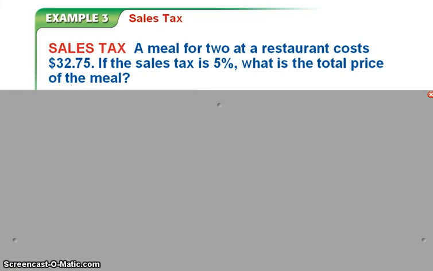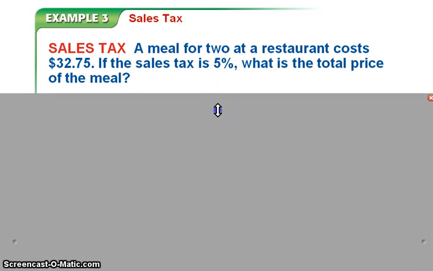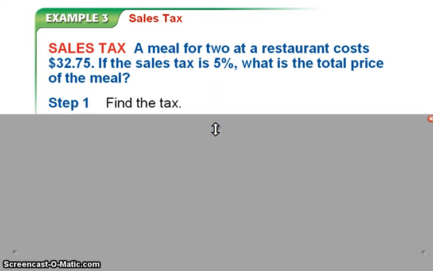Alright, let's talk about sales tax. A meal for two at a restaurant costs $32.75. If the sales tax is 5%, what is the total price of the meal? Okay, this happens all the time. You will use this all the time, maybe for tipping, but there's usually always tax on something that you buy. So what we're going to do, we're not even actually going to use a proportion here. We're just going to go ahead and solve it.